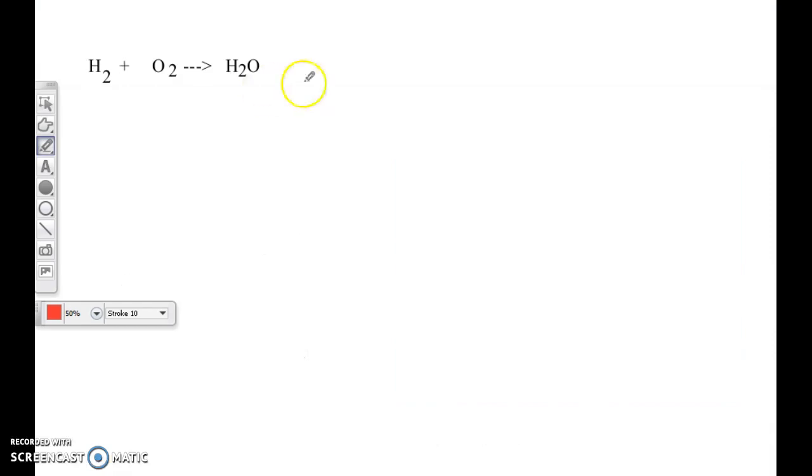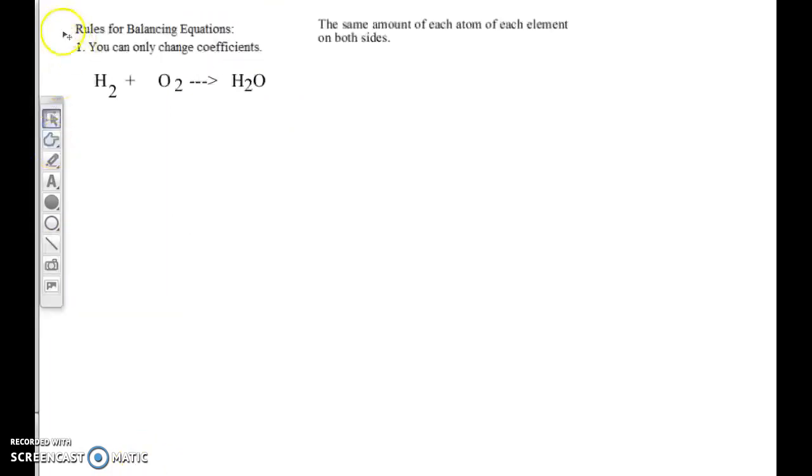Now I switched to my whiteboard here because if you keep going through the lessons, they do them in a different order, but I liked this one as our first one to start with. So I want to teach you how I would balance chemical equations. My rules for balancing chemical equations is you can only change the coefficients, and of course the end goal is to have the same amount of each atom, of each element, on both sides.